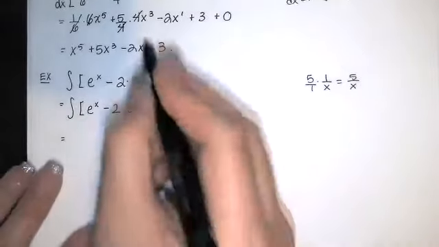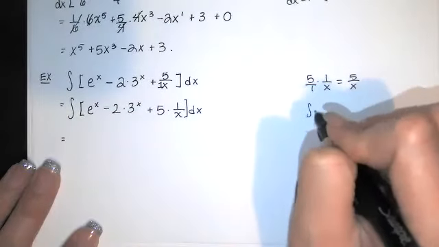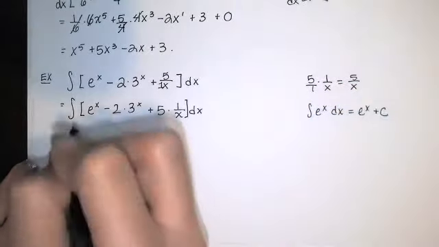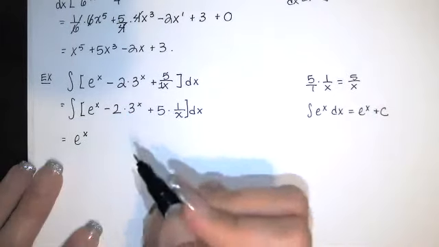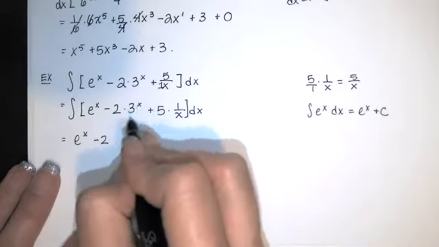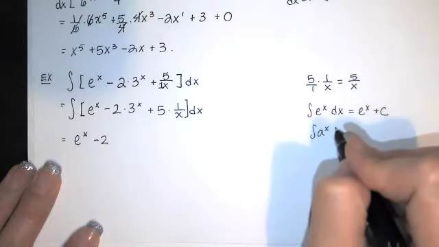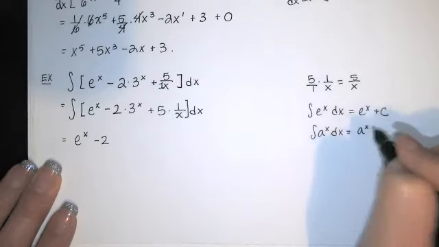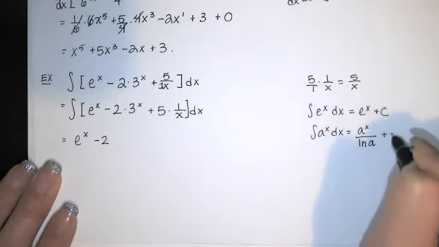So we're going to do the same thing here that we did up there. Antidifferentiate term by term. The antiderivative of e to the x is e to the x plus c. So I see this term, I say the antiderivative of e to the x is e to the x. Here I've got a constant, I bring that down, and then I've got this function, 3 to the x. Well, that's our a to the x rule. The antiderivative of a to the x is a to the x divided by natural log of a plus c.